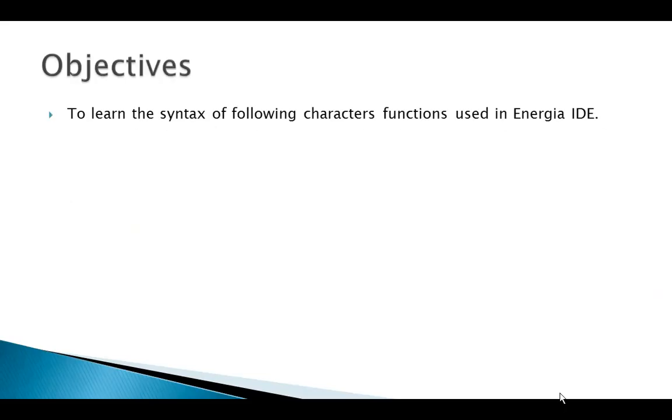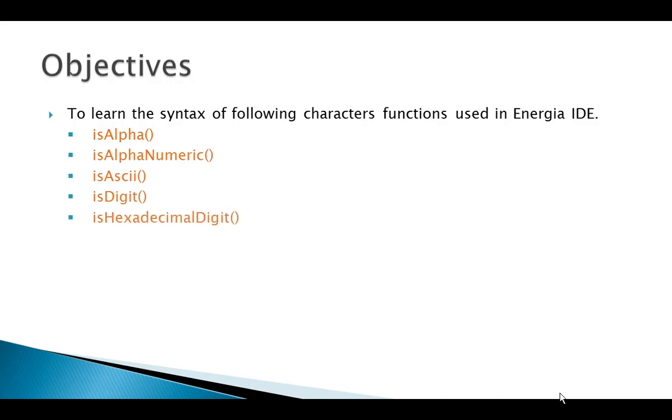The objective is to learn the syntax of the following character functions used in Arduino. First function is isAlpha. Second is isAlphaNumeric. Third is isAscii. Fourth one is isDigit, and fifth one is isHexadecimalDigit. One by one we will see how to use these character related functions in our code.